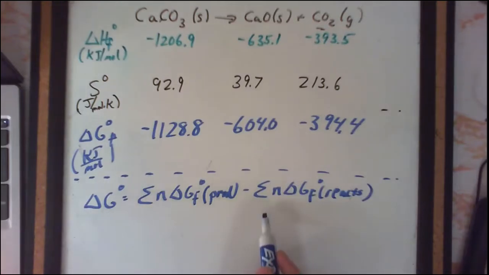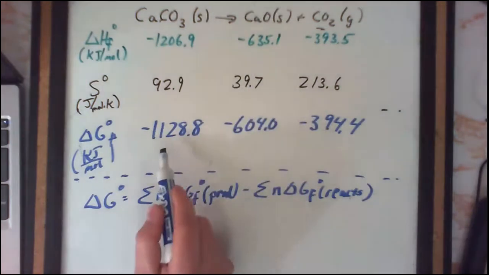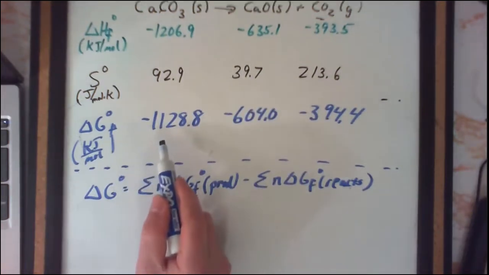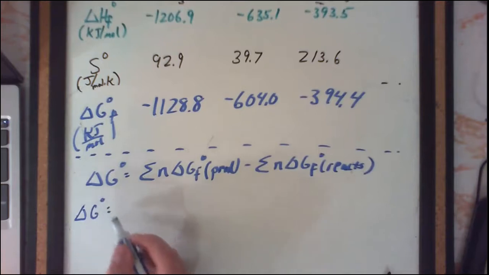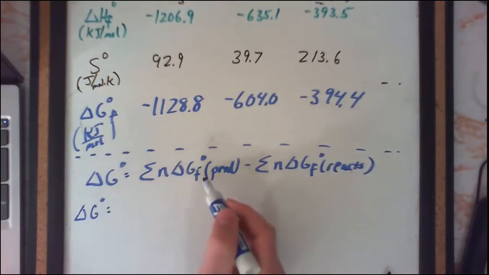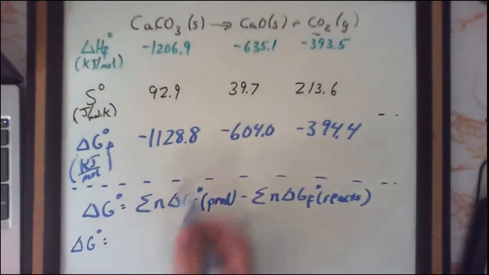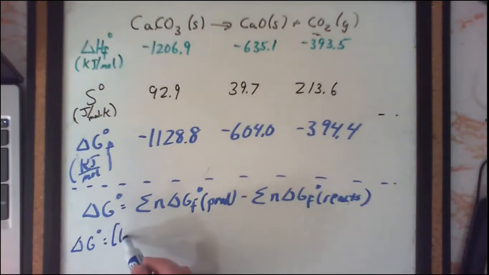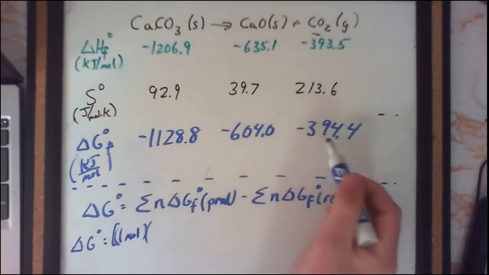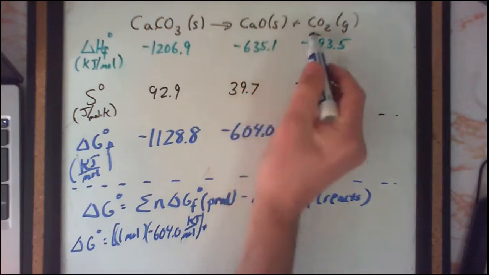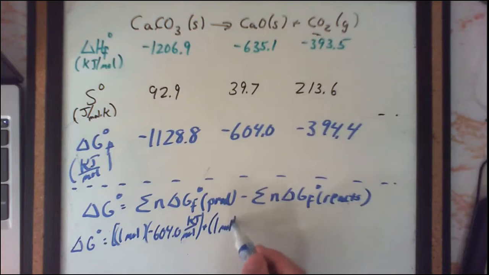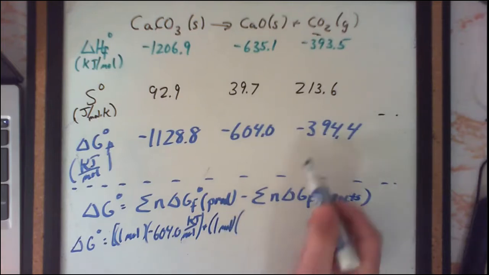So now using this equation, we can find the delta G of this reaction by plugging in the respective delta G formation values. In a very similar calculation, delta G is equal to the sum of the number of moles of the products times their respective delta G formation values. So we have, once again, 1 mole of calcium oxide times its respective delta G formation value, which is negative 604.0. The units are kilojoules per mole, plus 1 mole of carbon dioxide times its respective delta G formation value, which is negative 394.4.